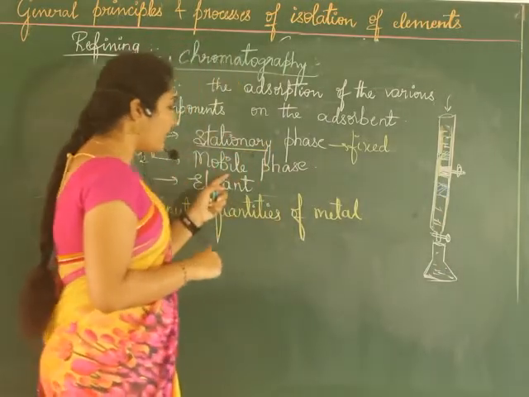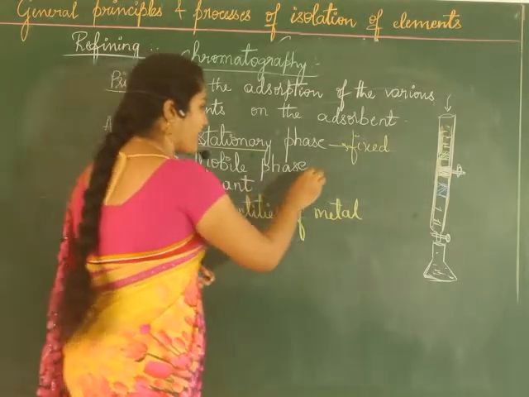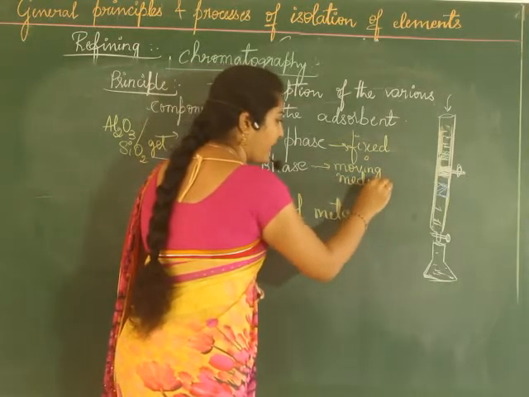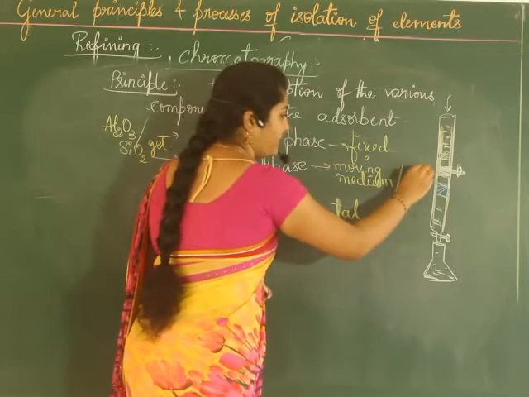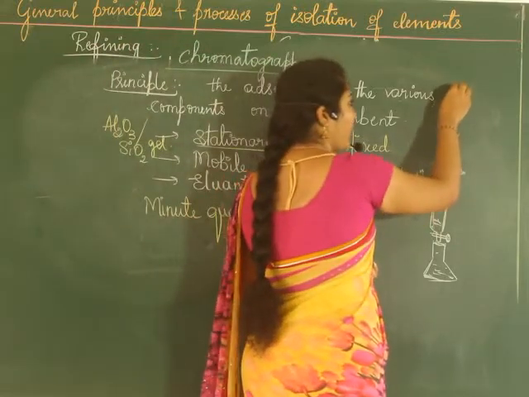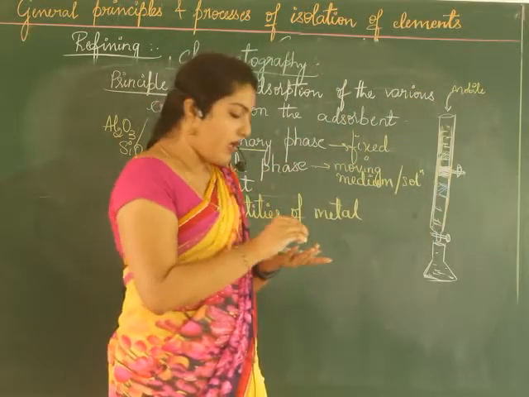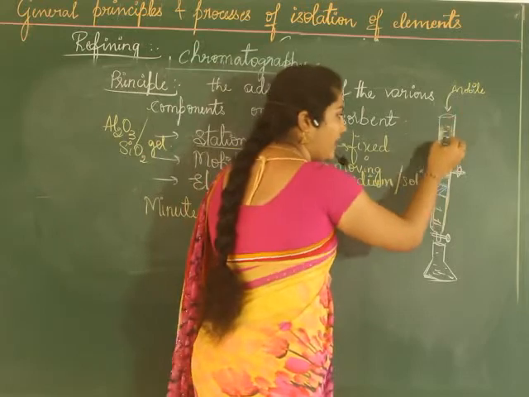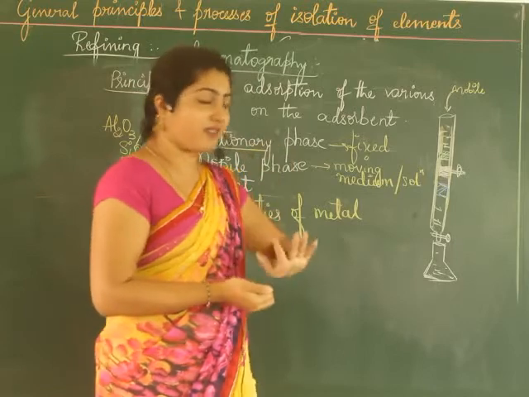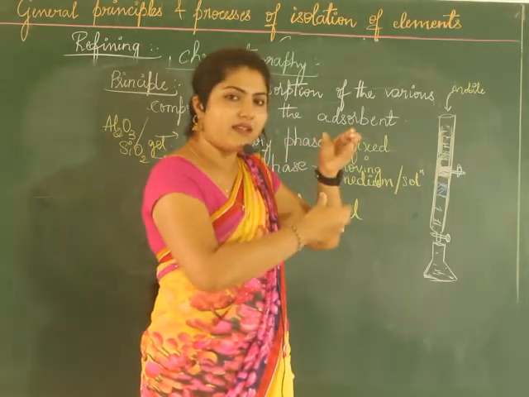Now the solution in which the metal is present, that we call the mobile phase. Mobile phase means moving medium, which is nothing but the solution you have taken, from which you want to separate. That moving medium, or the solution, is added from the top. When it is added, what happens? It slowly starts moving through the stationary phase. Stationary phase means it is fixed, so slowly the solution moves through it.